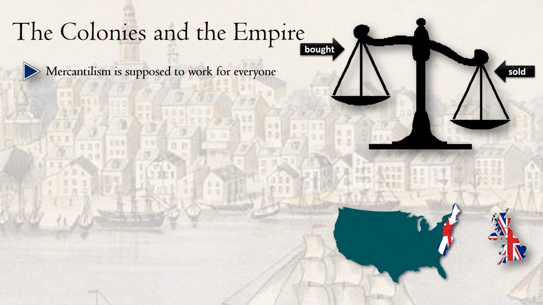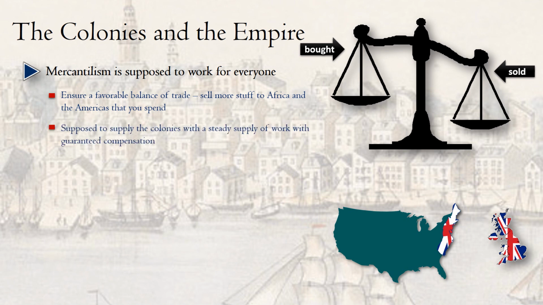So mercantilism is supposed to be a theory and a practice that works for everyone's benefit. You see, the purpose is to ensure a favorable balance of trade. That means sell more stuff to Africa and to the Americas and even to other Europeans than you spend. So just think of it as a scale. We want to sell more than we buy. We want to bring in more money or gold and silver than we spend getting this stuff.